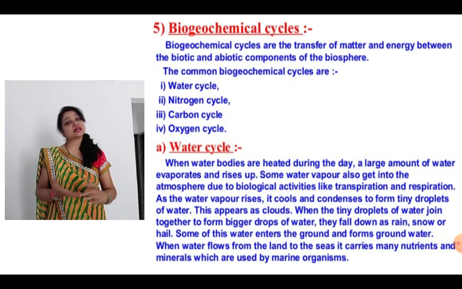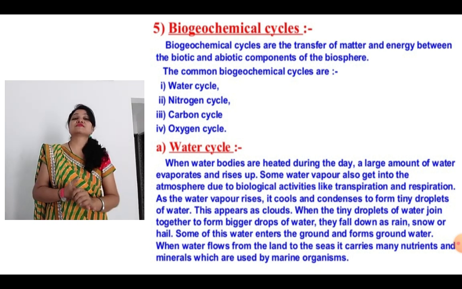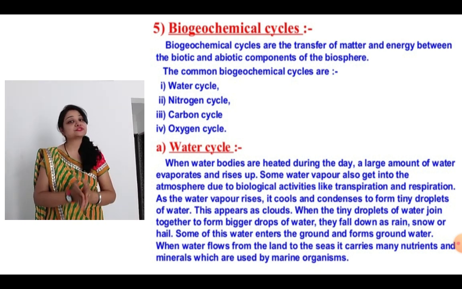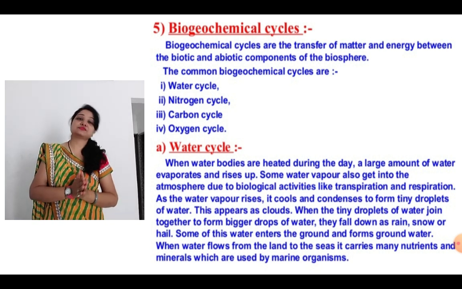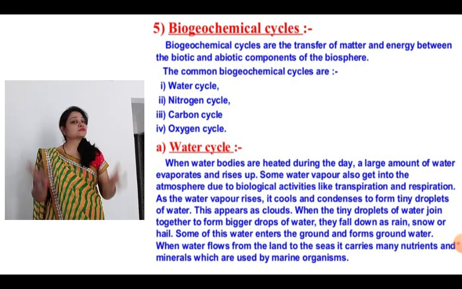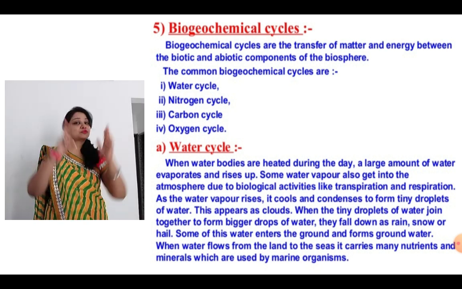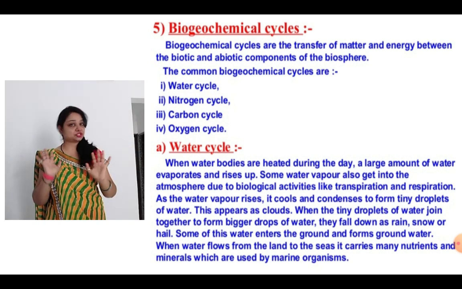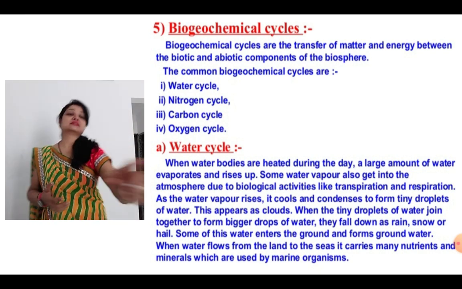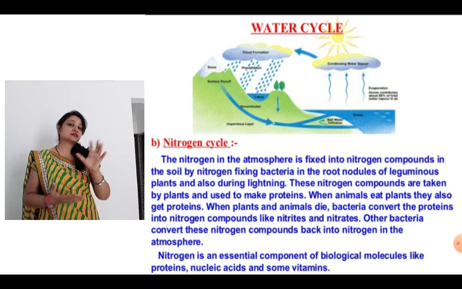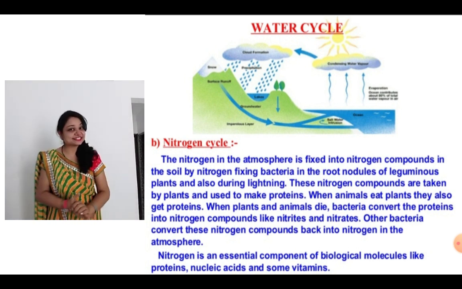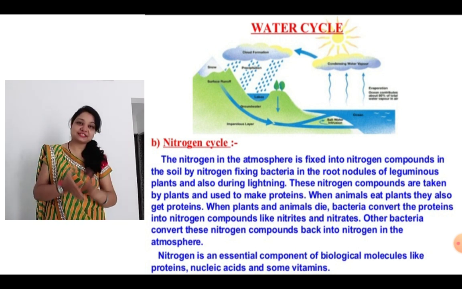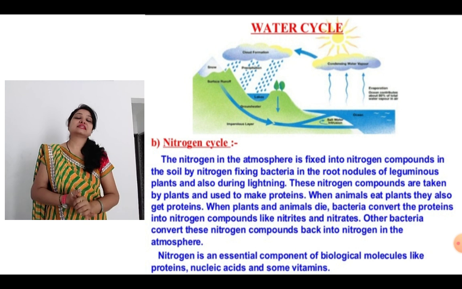Mostly in our areas we have seen rains. So this water flows from land to the sea. It carries many nutrients and minerals which are used by marine organisms. So this is also a benefit. So very simply, you know the water cycle: evaporation, then condensation, then precipitation. Fine. So the water cycle is a very simple one. The figure is also there, and from the junior classes itself, many times you have drawn the water cycle. So I don't think I need to explain it. You can draw it without my telling you.